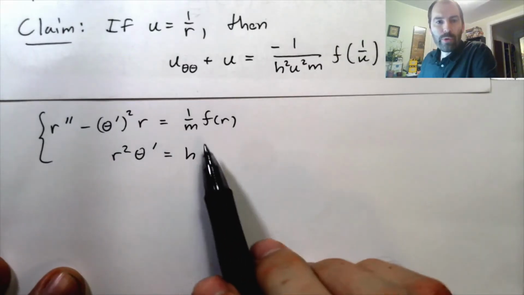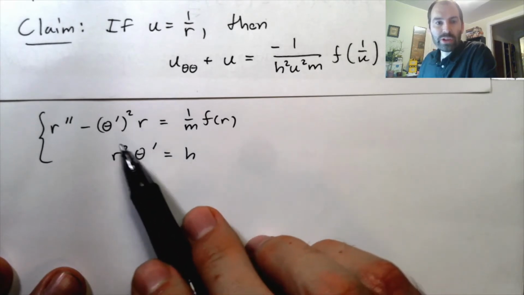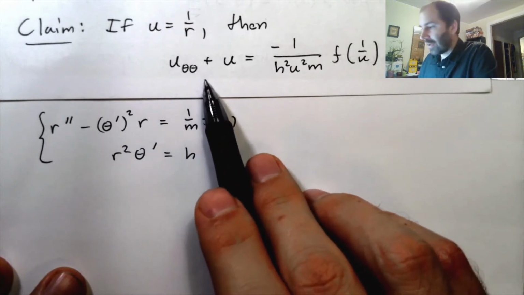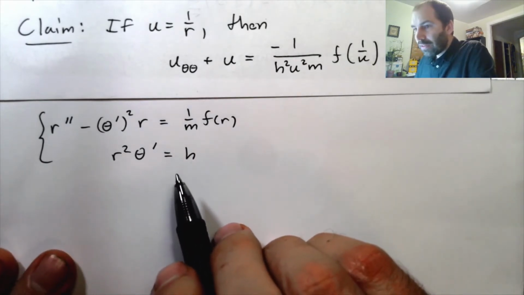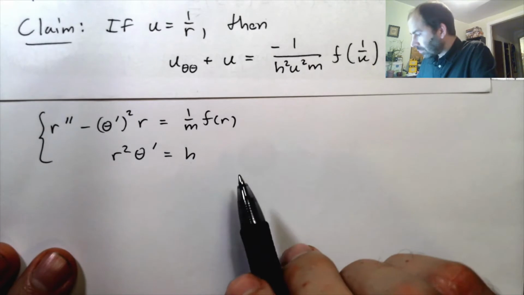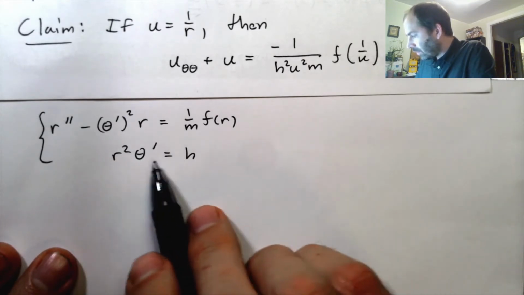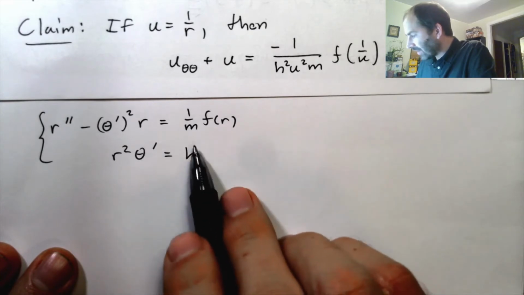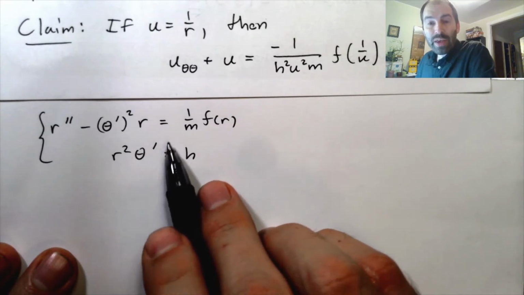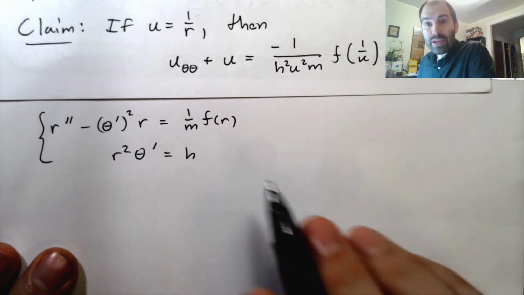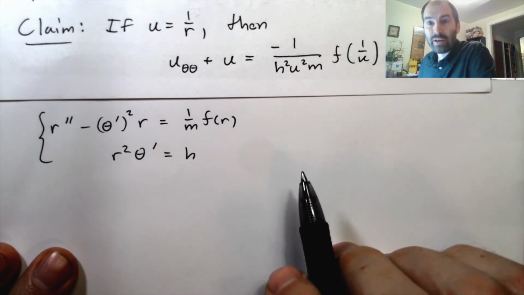Okay, so here we are. I rewrote the system of differential equations that we're looking at, and we're going to try to get from this to the claim. The first thing we're going to look at is this. Because h is a constant, and remember it's a non-zero constant, that means that theta prime is never 0. So theta is always changing, and what that means is that we can view r as a function of theta.